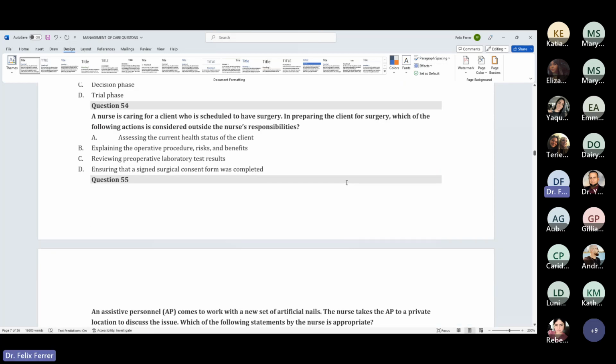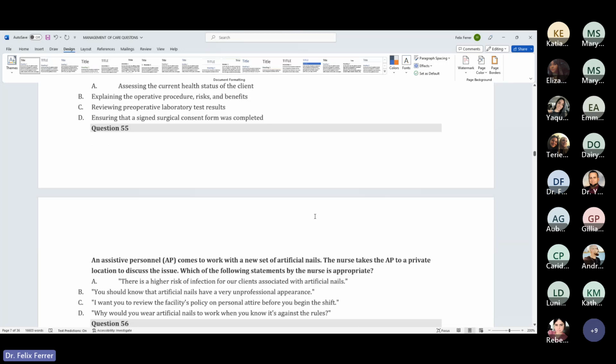Next, a nurse is caring for a client who is scheduled to have surgery. In preparing the client for surgery, which of the following actions is considered outside the nurse's responsibility? B as in boy. Okay.